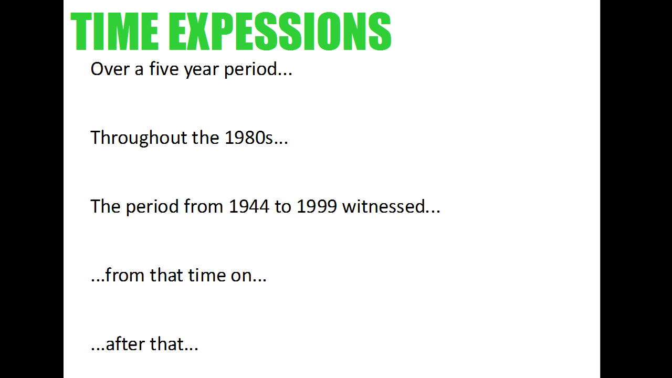Here's another one. Throughout the 1980s. Or throughout the 1990s, throughout the 1810s. It just shows the actual duration. Throughout the 1980s, sales were climbing consistently, for example. Here's another one. The period from 1944 to 1999 witnessed spectacular growth, for example. The period from 1950 to 1960 witnessed explosive growth. And then another one, from that time on, so we could have said in July sales fell, and from that time on they continued to fall until May. Hopefully you've written those down and you've got a nice list of time expressions.